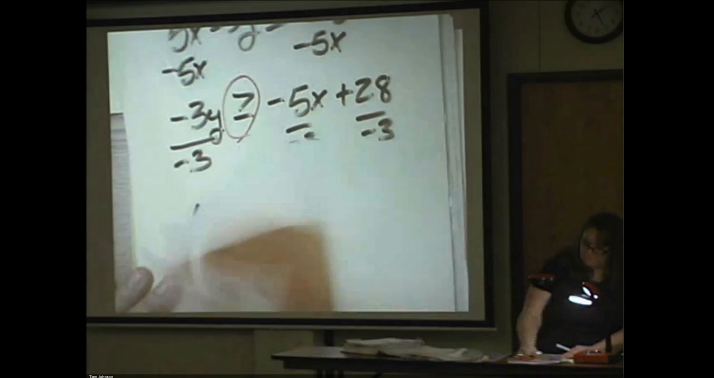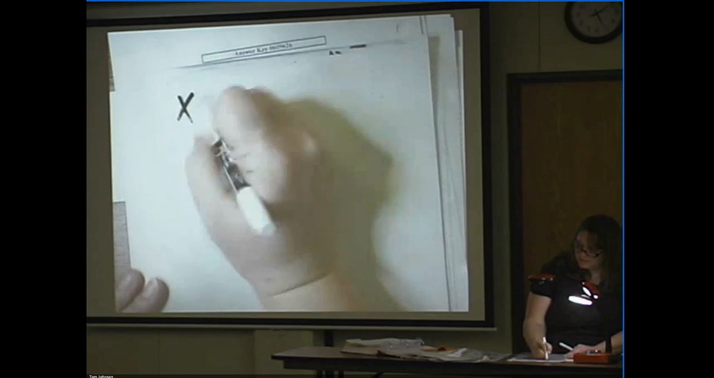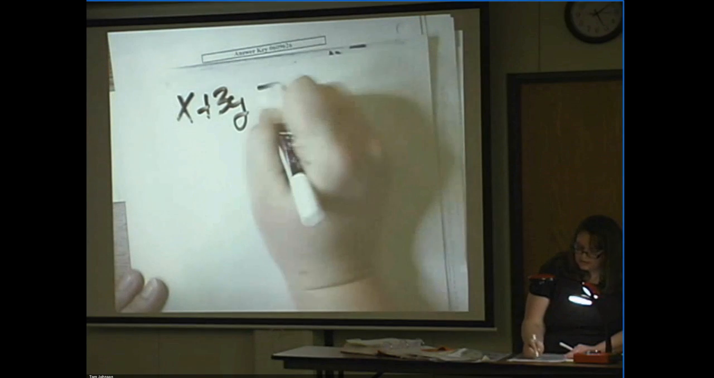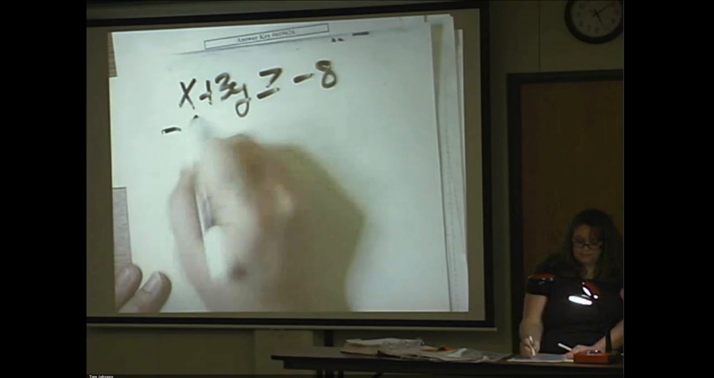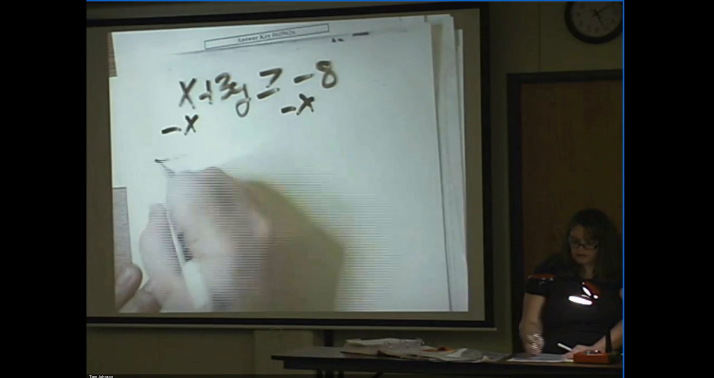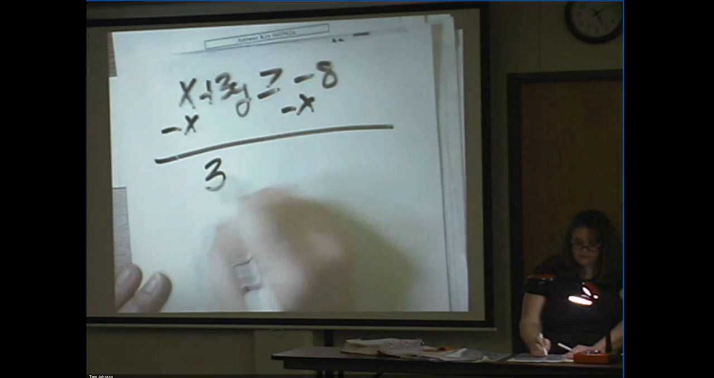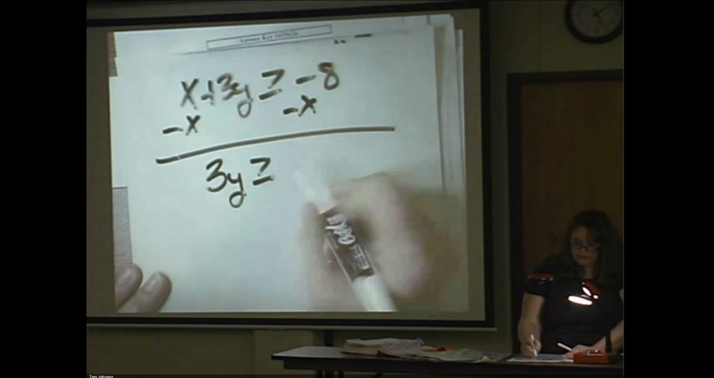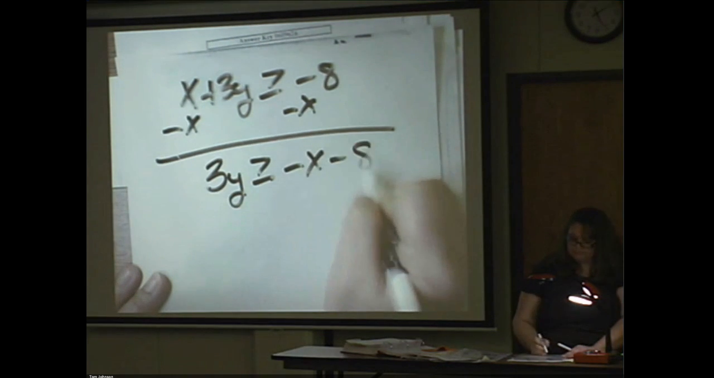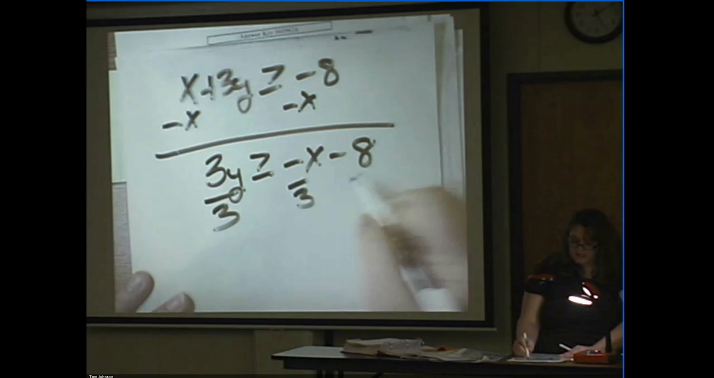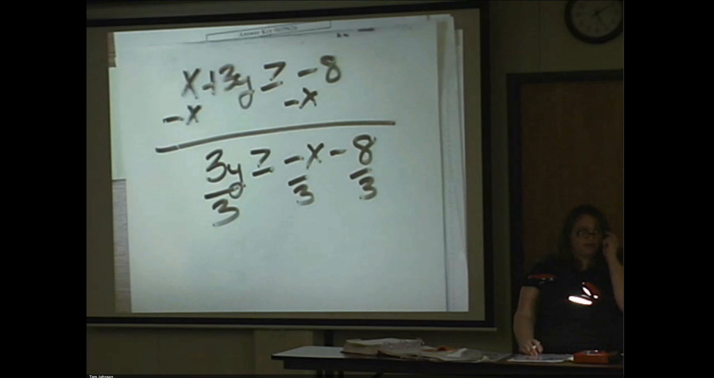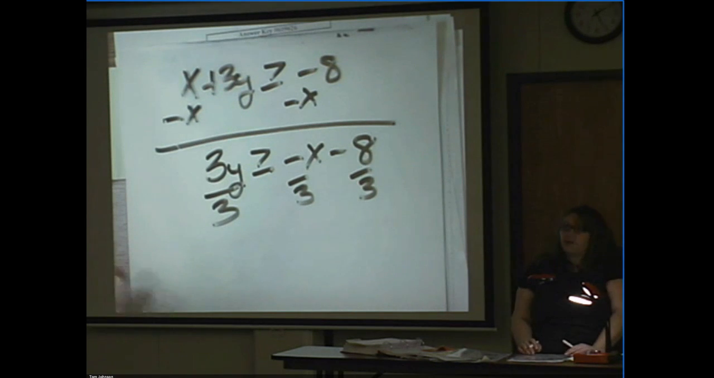Okay, let's do the next one. We have x plus 3y is greater than or equal to negative 8. So this time I'm going to subtract the x from both sides. Seems to be pretty standard there. We've got 3y is greater than or equal to negative x minus 8. I'm going to divide everything by 3. Do I need to flip my inequality direction? No. This time I did not divide or multiply by a negative number, so it just stays as it is.